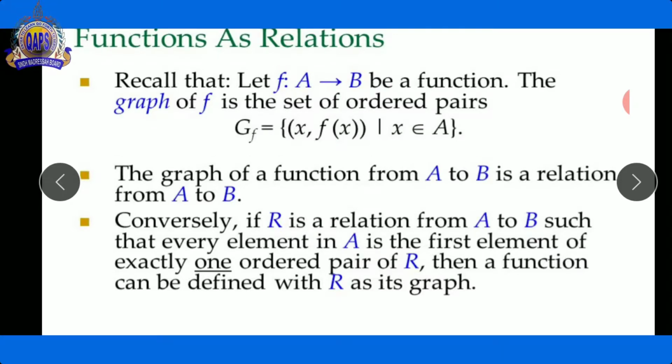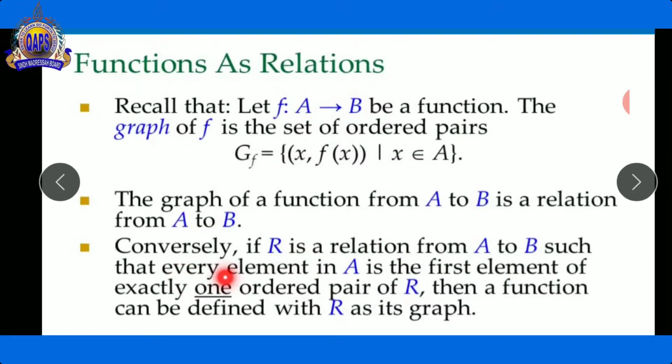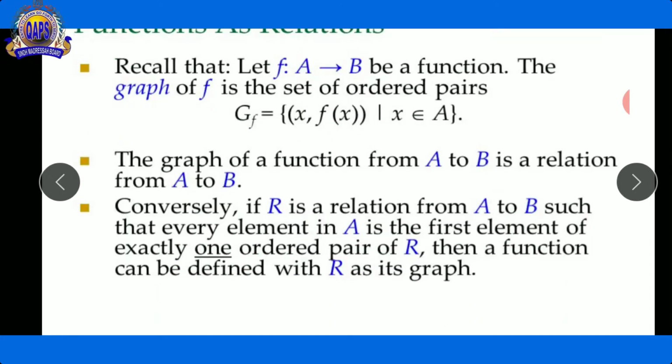Now see here, conversely, if R is a relation from A to B such that every element in A is the first element of exactly one ordered pair of R, then a function can be defined with R as its graph.